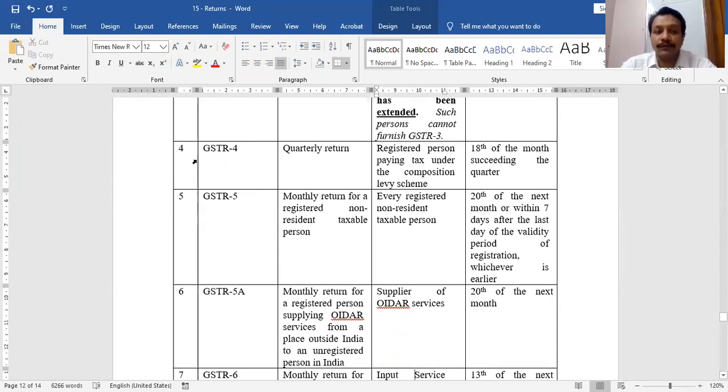GSTR 1, 2, 3 and 3B. I have covered 4 forms. 1. Outward supply. 2. Inward supply. 3 and 3B. Monthly information of so many things.